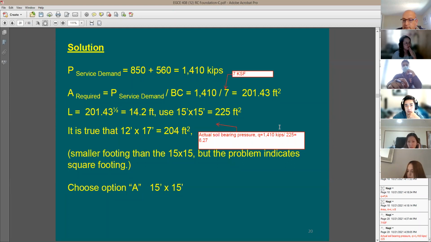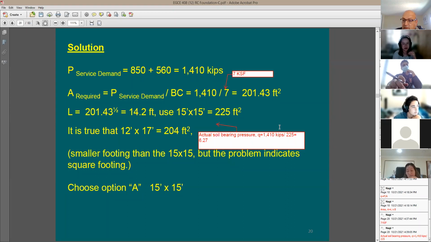Is it pounds per square foot? What did they divide? Did they divide pounds per square foot or did they divide kips per square foot? Oh, kips. Okay, KSF. I should compare this to 7 KSF. So this is going to be less than 7 KSF. What is 7 KSF? This is going to be the allowed. It's right here, right at the top. So this is good. And this makes sense.